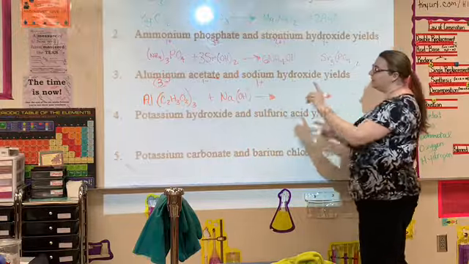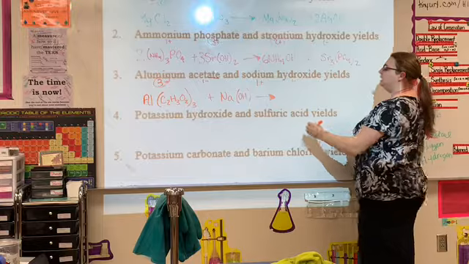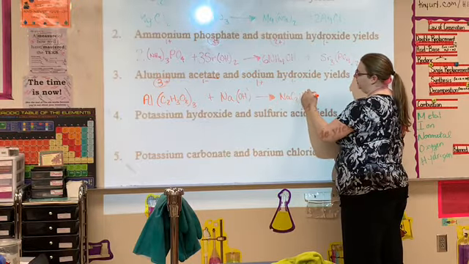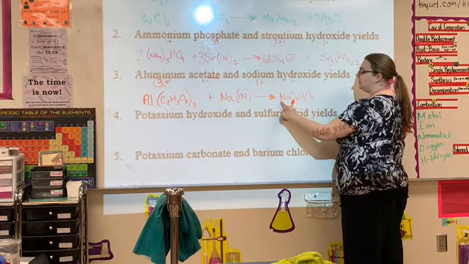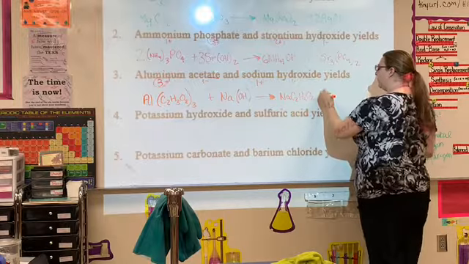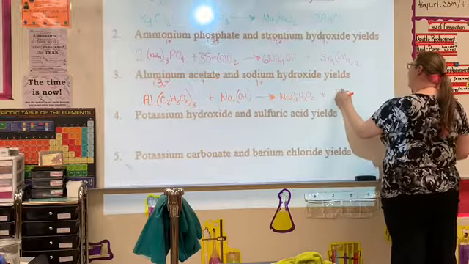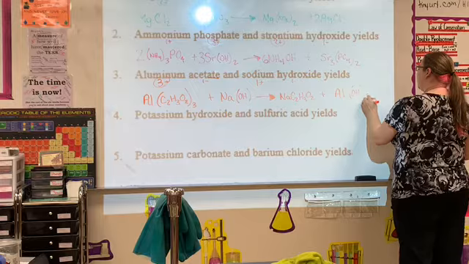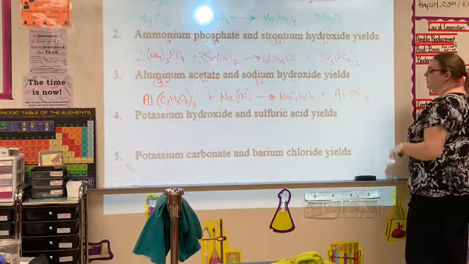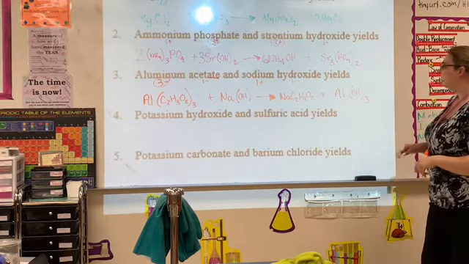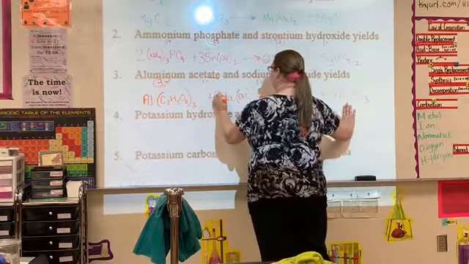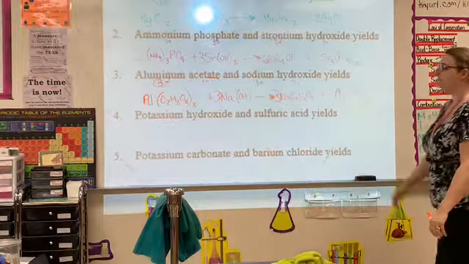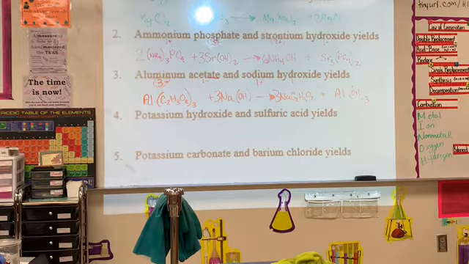So to predict the products, we're gonna switch the aluminum and the sodium. So we would end up with sodium acetate, C2H3O2. Now there's no need to crisscross this because sodium is 1, acetate is 1. And then we have aluminum with the hydroxide. Aluminum is 3 plus, so there would be 3 hydroxides. Hydroxide is 1 minus, so we wouldn't do anything with that. So we would need to put a 3 here and a 3 here to balance that. Let's do one more.